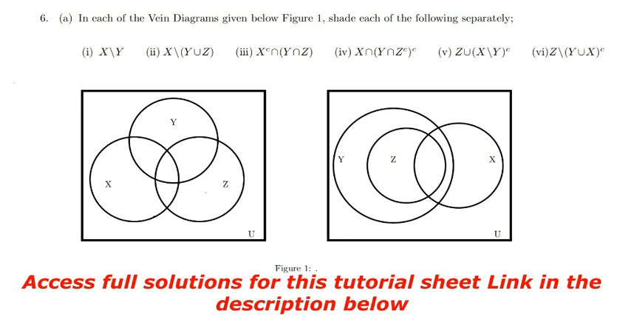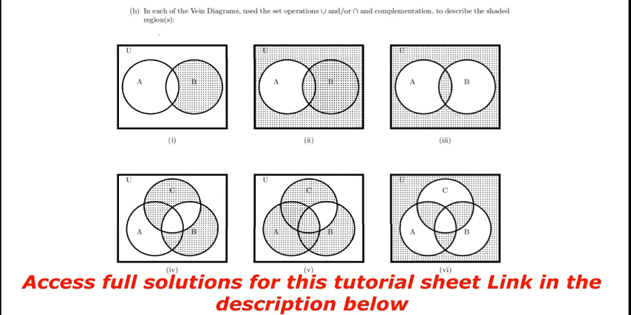Okay, so for part B now they have shaded for you and you have to describe the shaded part. Instead of you shading, they have shaded for you and you describe the shaded part. Previously we are given a description, then we are supposed to shade. So in each of the Venn diagrams, use the set operations, union, and or intersection and complementation to describe the shaded regions. So you can only use union, intersection, or complement to describe the shaded region.